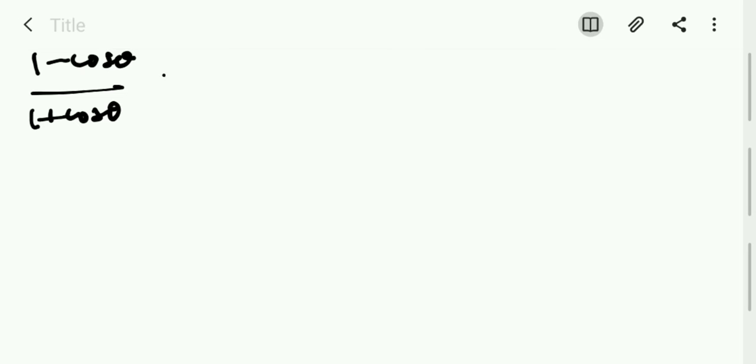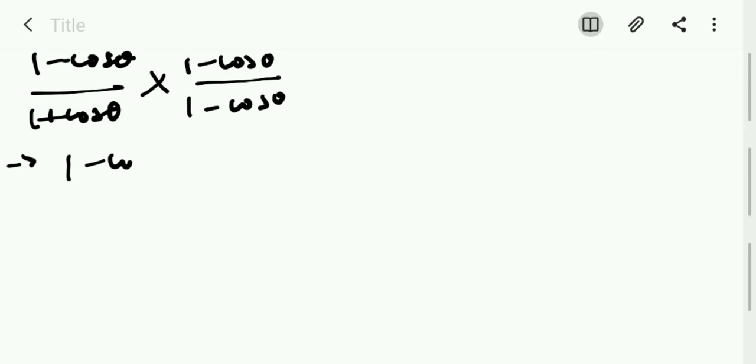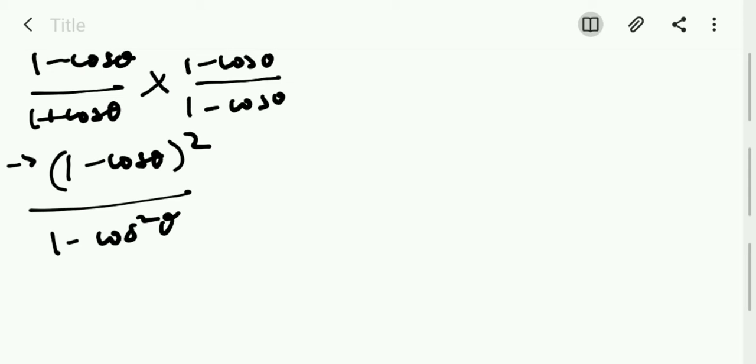Now we all know the rationalize the denominator concept, correct? So you need to rationalize the denominator, that is multiply and divide by 1 minus cos theta by 1 minus cos theta. Now what happens here? (1 minus cos theta) whole square by a plus b into a minus b, 1 minus cos square theta, correct? Now taking this as a minus b whole square.